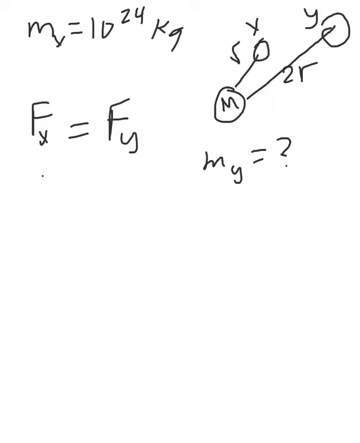Number 1, we know that the force of attraction between any two objects in the universe, according to Newton's universal gravitational law, is G m1 m2 over r squared. This is the relation we will use.